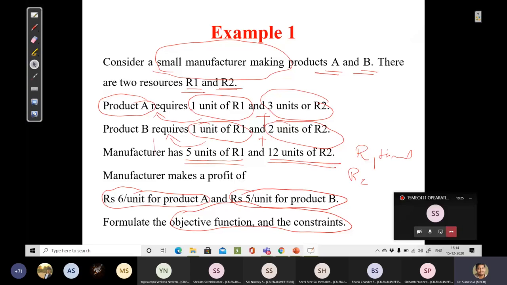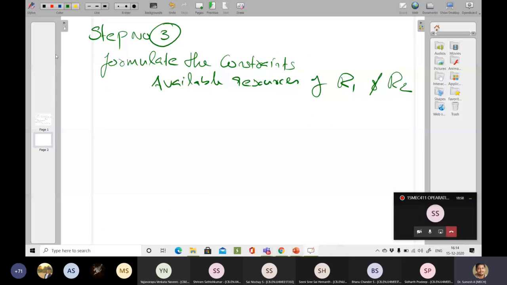So this is the way in which R1 is connected. Product A requires 1 unit of R1, product B requires 1 unit, and the maximum units available is 5. So you can go to the constraint equation: x1 plus x2 less than or equal to 5. That is constraint number 1. What's the next constraint?